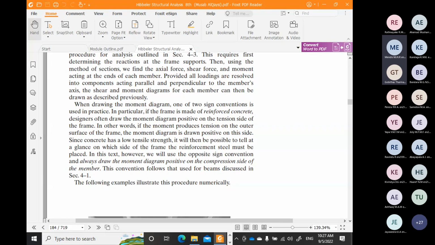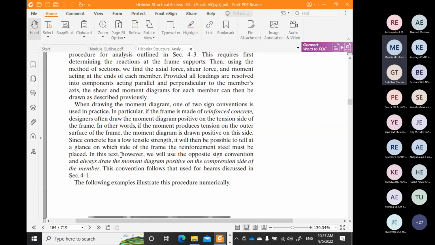So if the frame is bending outward, then the outer side will be in tension, so the moment diagram is drawn on the outer side. If the frame is bending inward, then the tension will be on the inner side, so the diagram is drawn on the inner side. That's one approach. Since concrete has a low tensile strength, it is then possible to tell at a glance on which side of the frame the reinforcement must be placed.